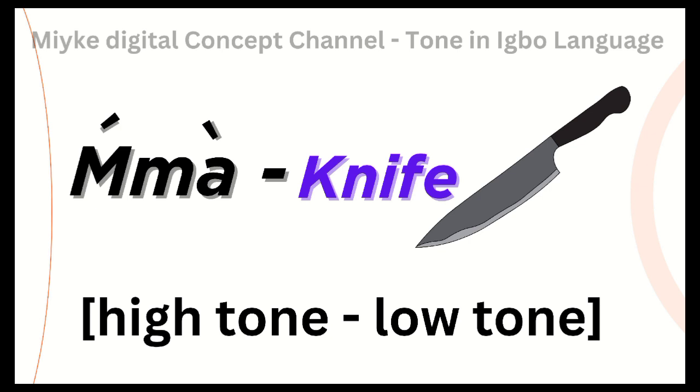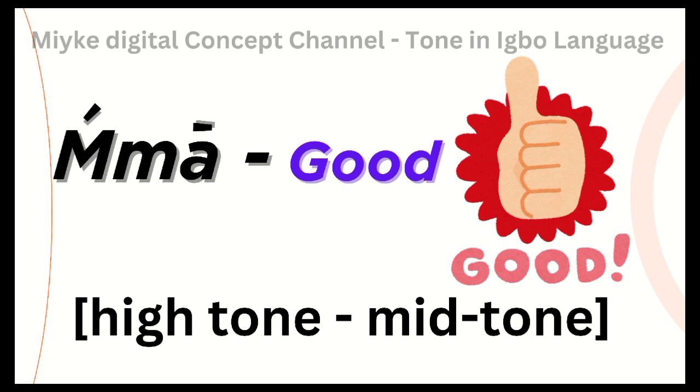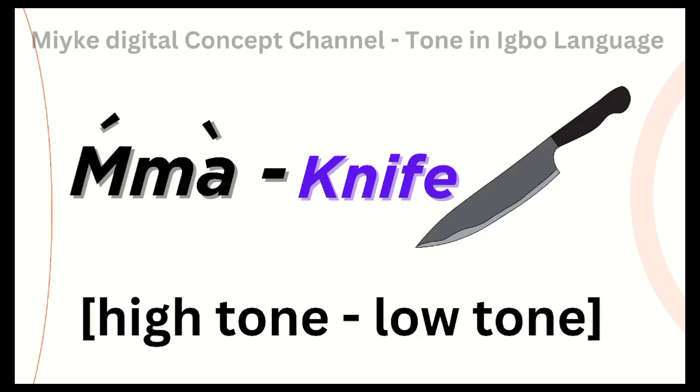Ma, which is high tone, low tone, slanting from right to left, which is the first one, and the second one following it that changes the tone, that is sliding from left to right, which gives ma. That is knife. Remember the first one is ma, which is high tone, mid tone, but this one is high tone, low tone. Ma. So for you to be learning this, you should have this in mind.